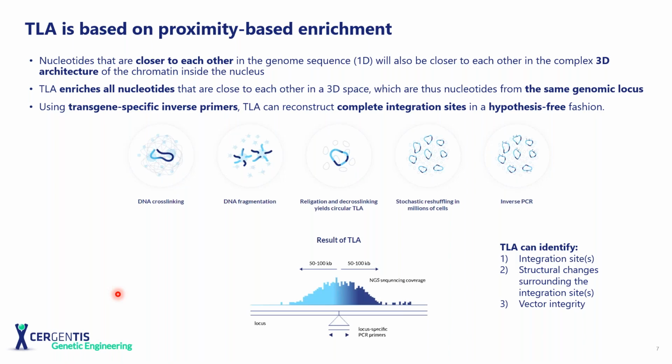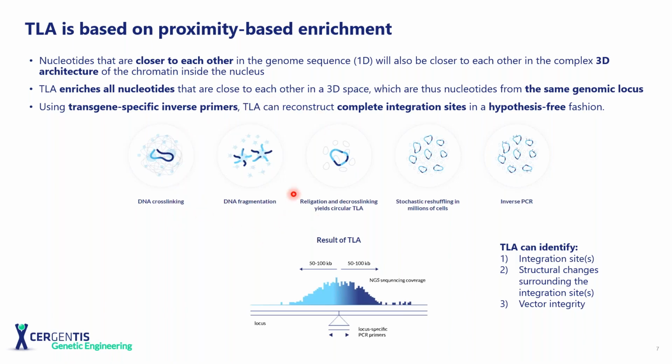So TLA is based on the principle that neighboring nucleotide sequences are by default also close to each other in the 3D complex configuration of the chromatin. And that's why TLA starts with a first DNA cross-linking step, where all the nucleotides that are in close proximity in the chromatin become enriched. And in this way, we also enrich for nucleotides from the same locus.